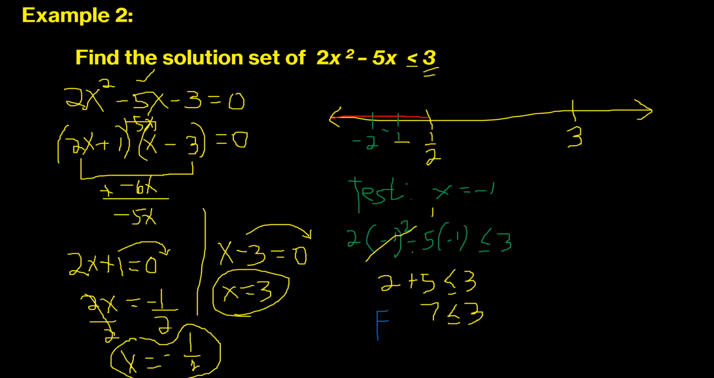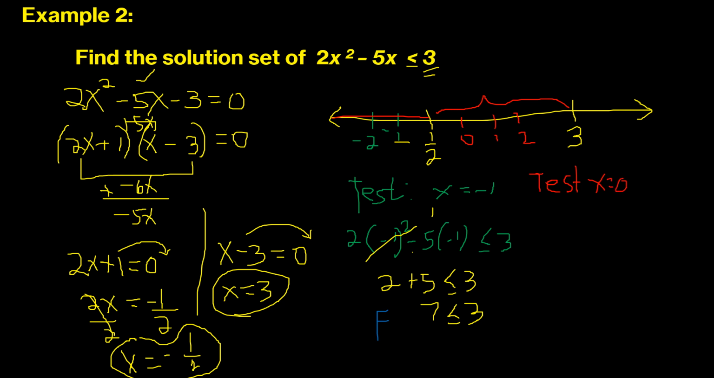Now let's try the region, or the part, which is found between the two boundaries, from negative 1 half to 3. So let's pick a number which is found in this part. In this part there is 0, there is 1, and 2, and of course 3. So let's test the inequality using 0. So test x equals 0.